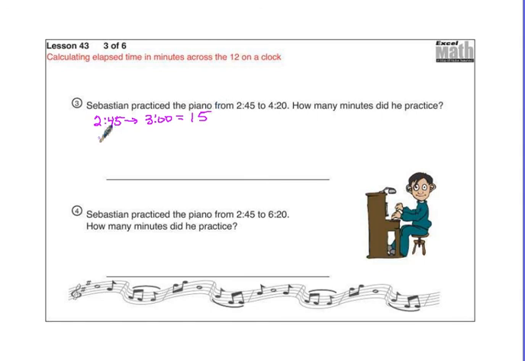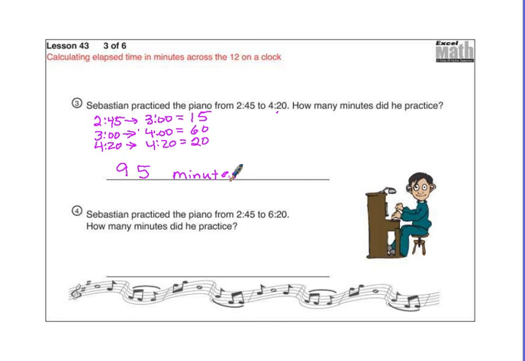Okay, and then you have to go from 3 o'clock to 4 o'clock, right? Because we got to get to 4:20. How many minutes is it from 3 o'clock to 4 o'clock? That would be 60 minutes, right? And then from 4, as we talked about before, from 4 to 4:20, that's 20 minutes. Okay, how many minutes is that altogether? 5, right here. And then 8 plus 1 is 9. 95 minutes altogether.